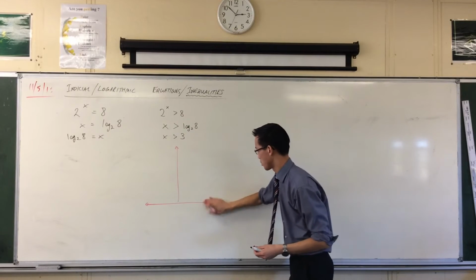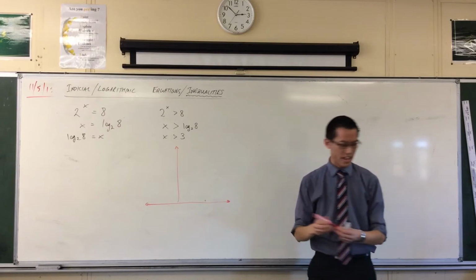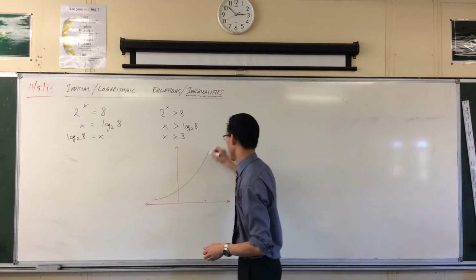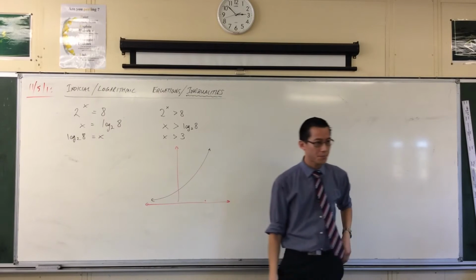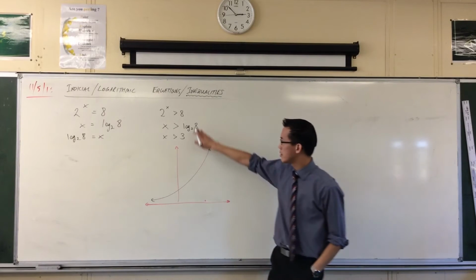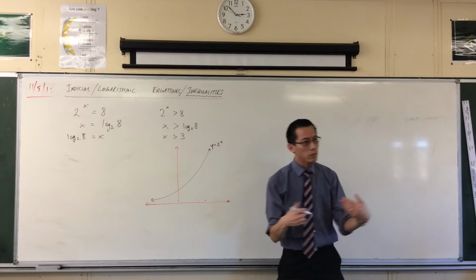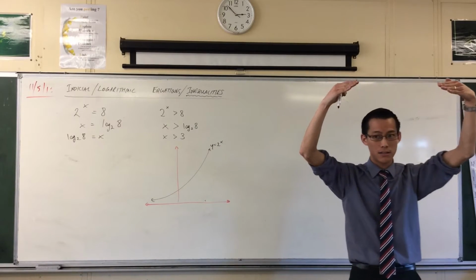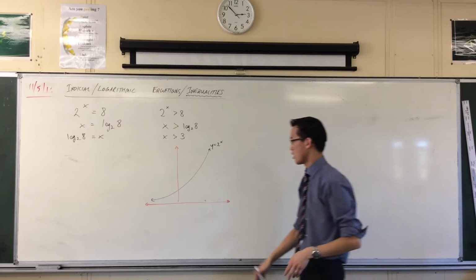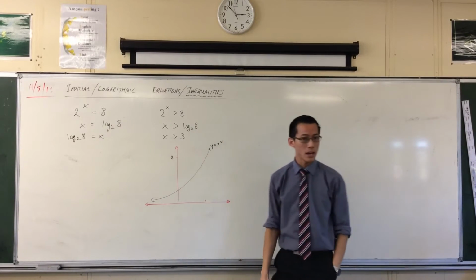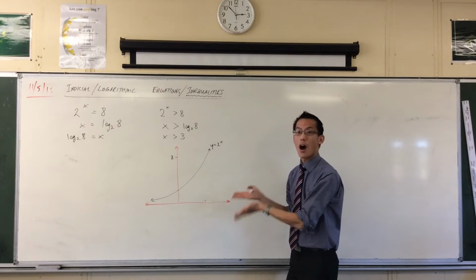I actually need a bit more space here. 2 to the x is just your standard exponential curve, and it's doubling and doubling and doubling, and it's doing something like that. Now, when I pose this first line, I'm saying, if this is 2 to the x, I'm looking at where it's higher than 8. Higher than 8. So if that's 1, then 8 is somewhere up here. So where is this graph higher than 8?